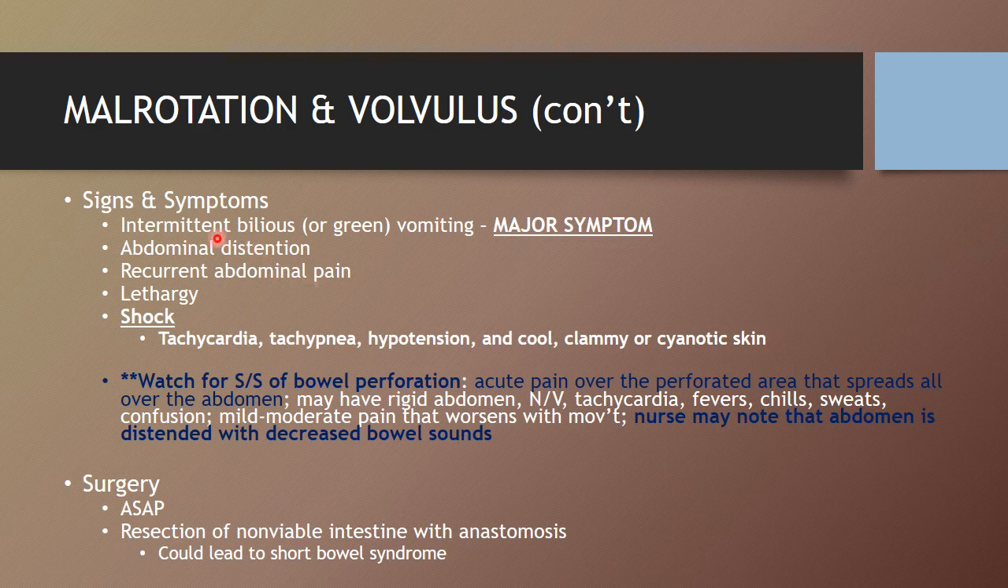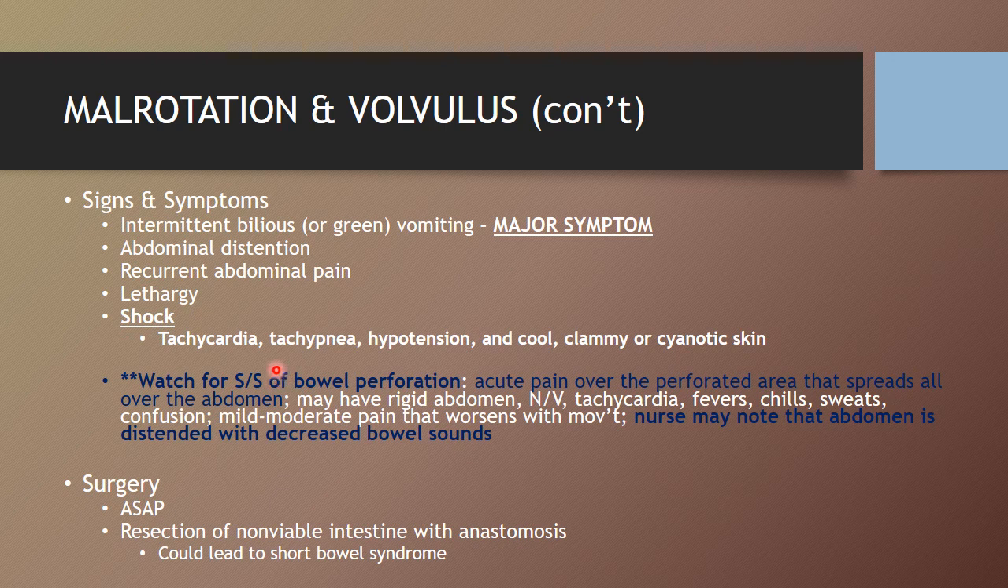Signs and symptoms: intermittent bilious or green vomiting. This is a major classic symptom for them. If you think about it, the cecum is right there at the beginning. So if they're throwing up mainly bile, that's all they can get at this point. They can't get anything deeper than that. So green bilious vomiting, abdominal distension, recurrent abdominal pain, lethargy. You want to watch out for shock, which is tachycardia, tachypnea, hypotension, cool, clammy, cyanotic skin. Because again, if it starts out malrotation and turns into a volvulus, then we're in big trouble.